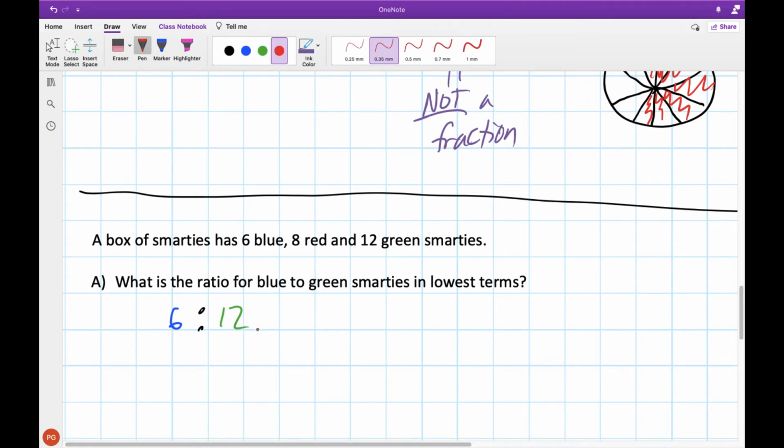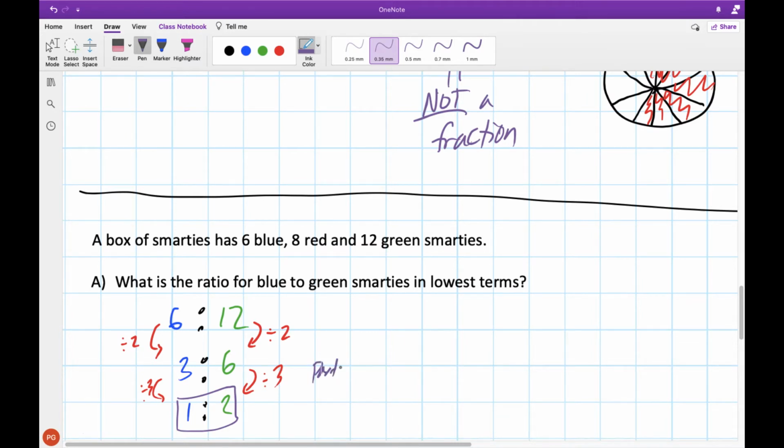You'll notice both of them are even, which means we can divide by 2. We'll get 3 and 6. And you'll notice both of these can actually be divided by 3. So here's what our ratio would be for blue to green Smarties in lowest terms. Now remember, this is a part-to-part ratio. This is different from a fraction, so we wouldn't be able to write this as a fraction.